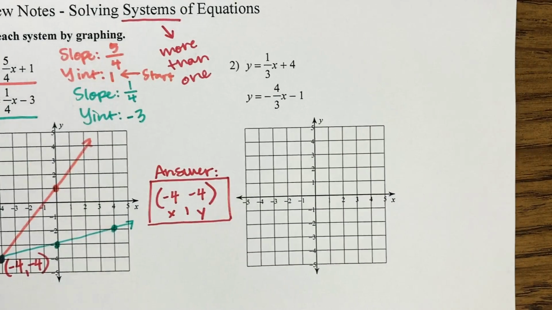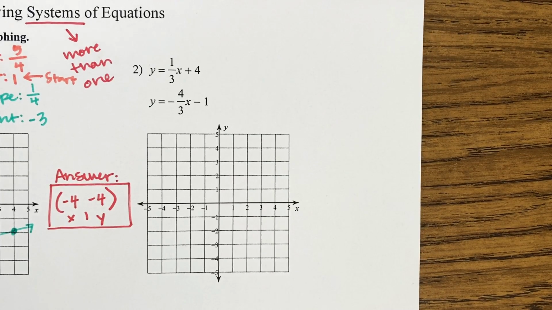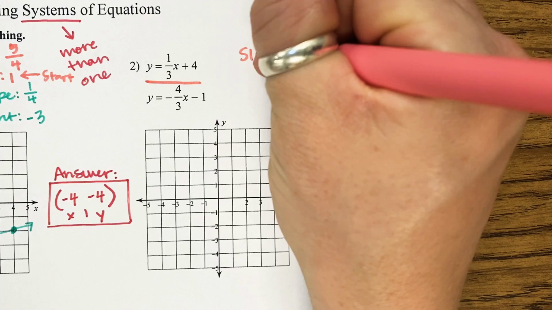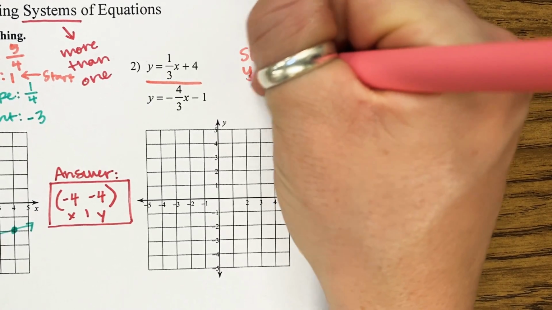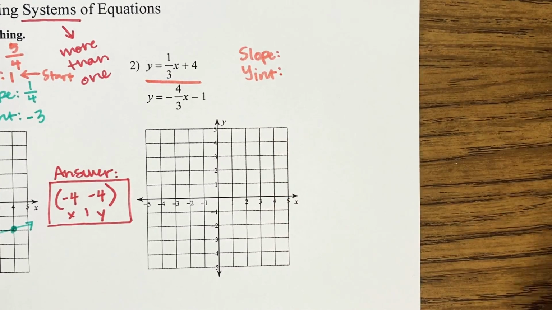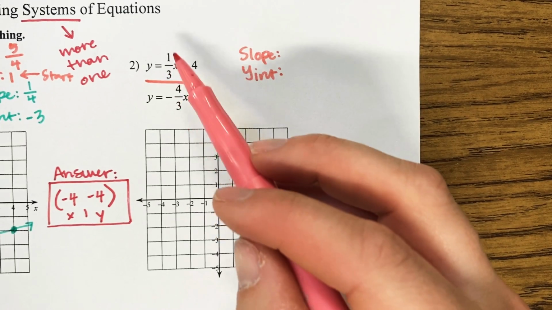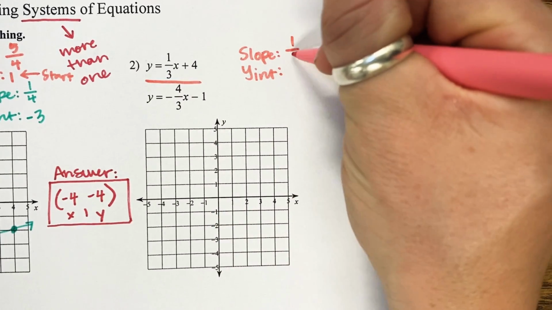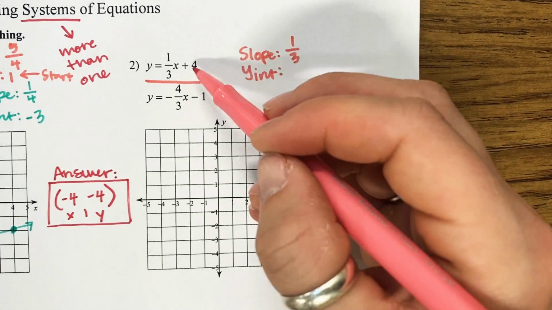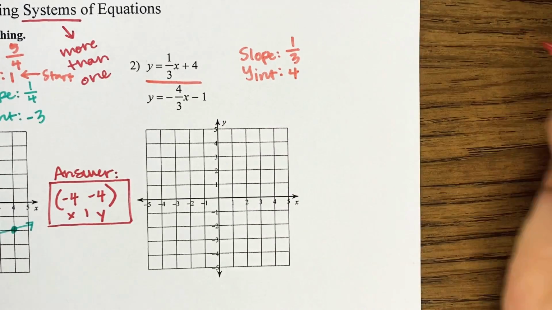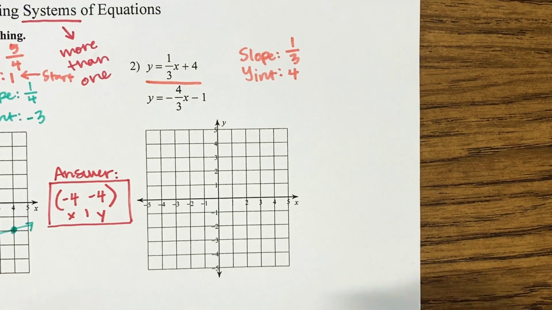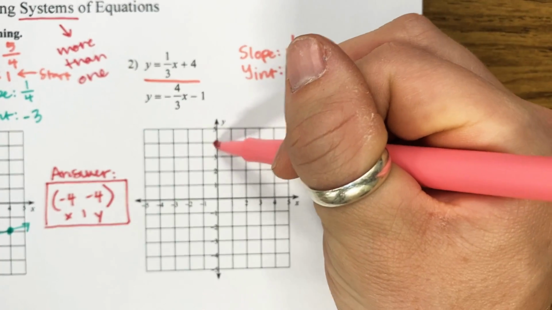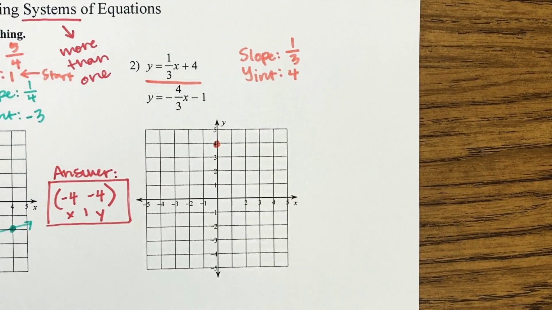Now let's go ahead and look at number 2. We're going to do the same thing. Let's look at our first line. Identify our slope and our y-intercept. What is the slope of my pink line? It's going to be 1/3. My y-intercept is +4. So we're going to start with +4. Find +4 on your y-axis. It's right there at our first point.